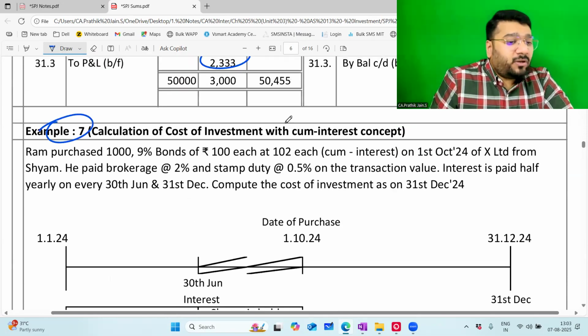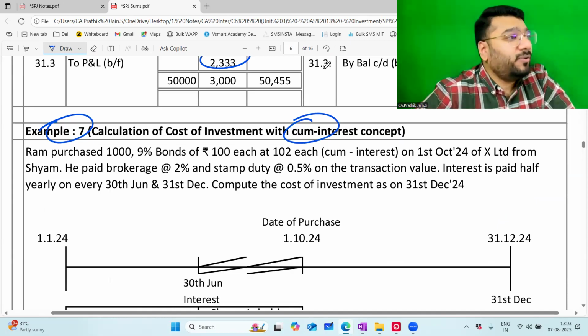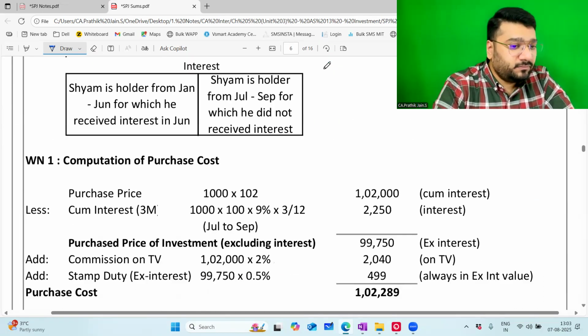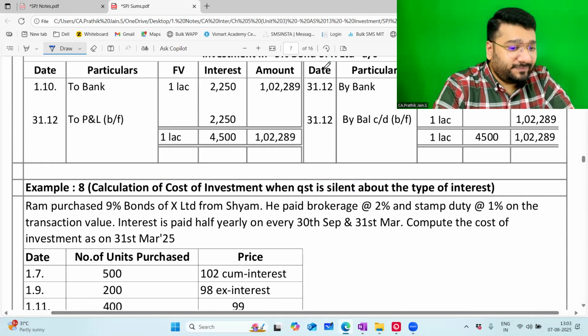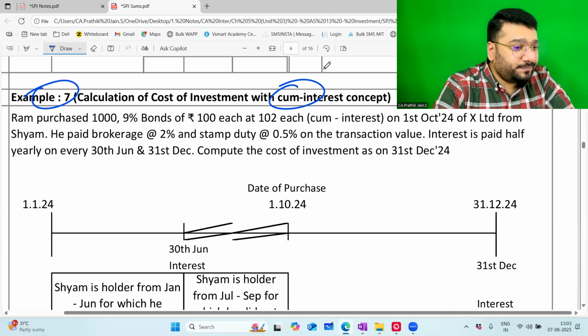The seventh example is supposed to be the concept of cum interest. I need at least 45 minutes to 1 hour to explain this concept. So technically, we'll be doing it in tomorrow's class. Examples 7 and 8, I can do tomorrow.